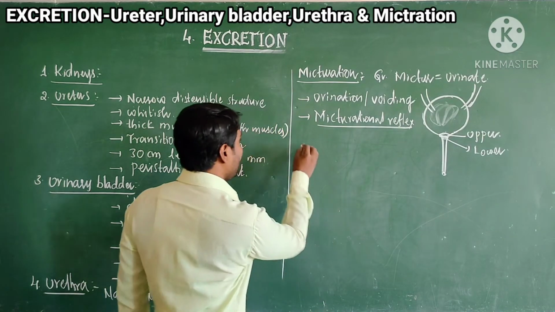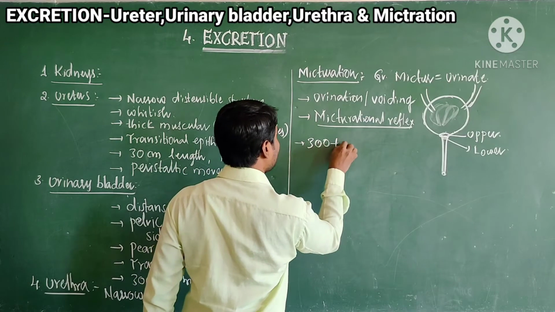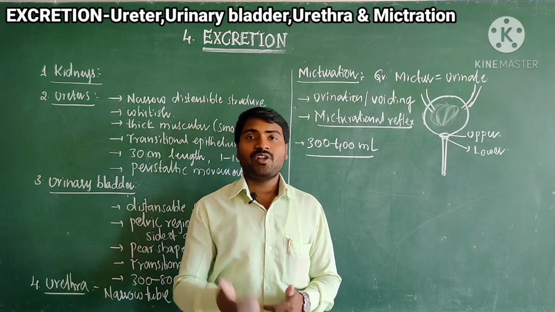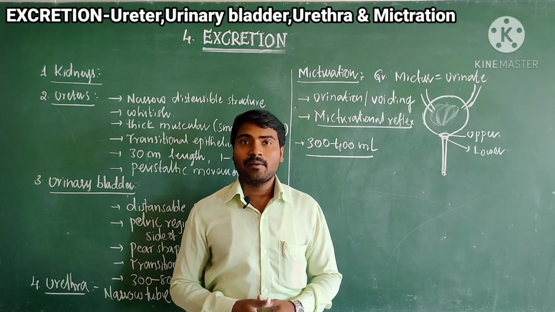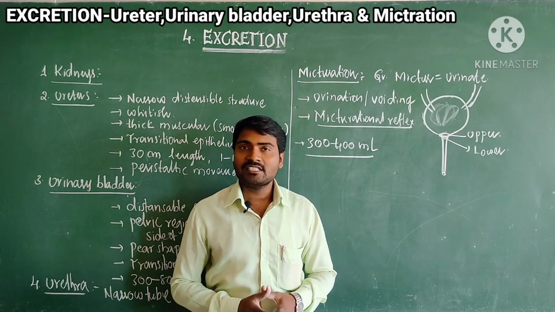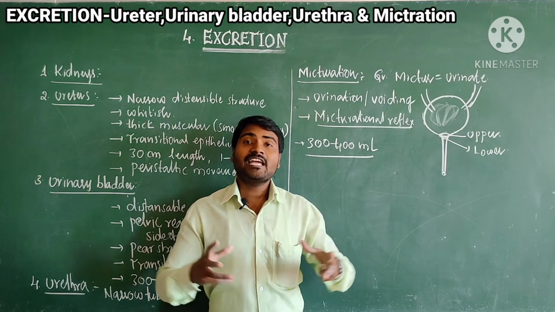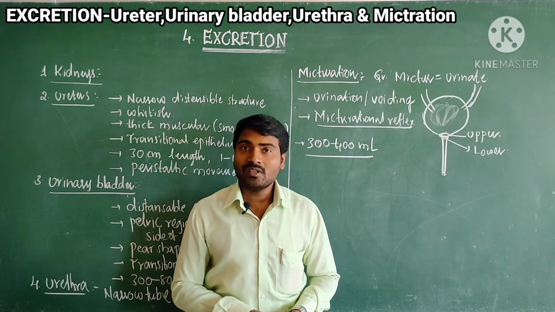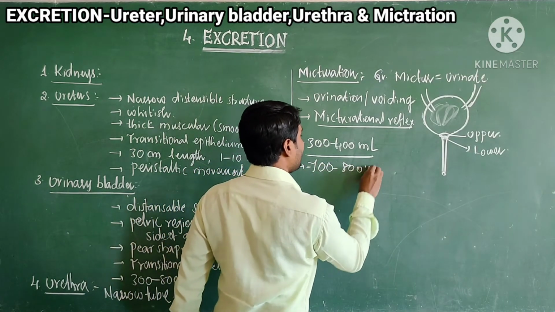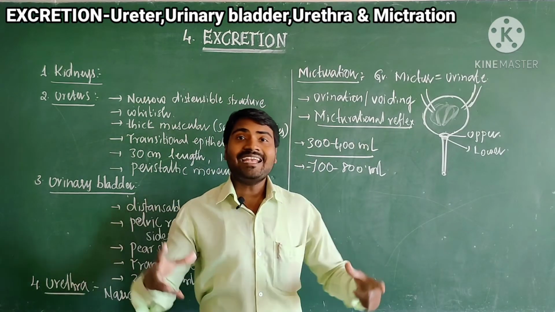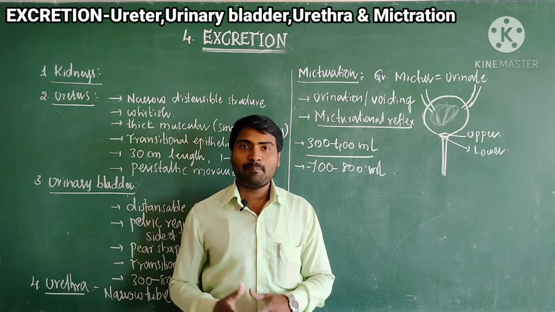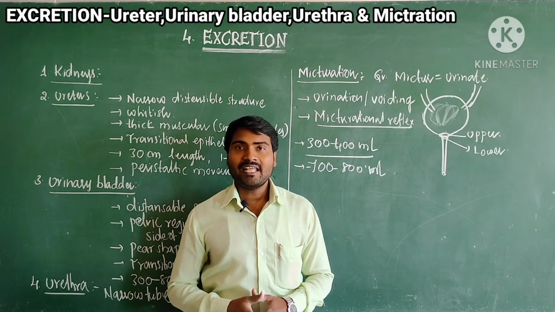When it is filled with nearly 300 to 400 ml, we get an urge for micturition, the need to urinate. But we know that at that time the upper sphincter is involuntary in nature. It is going to relax, and then it can store more urine in the bladder. We know that the maximum capacity of the bladder is 700 to 800 ml. When it is filled with 700 to 800 ml, the urge for micturition becomes very painful. It leads to voluntary urination.